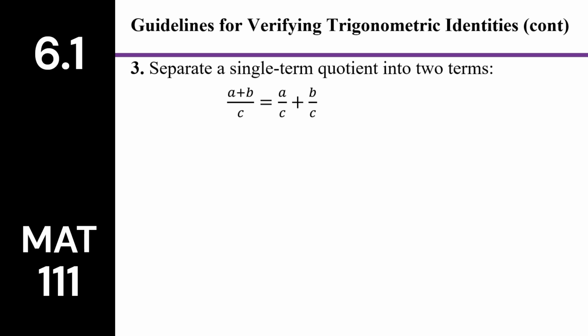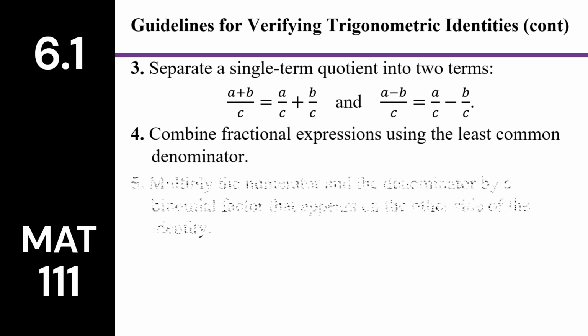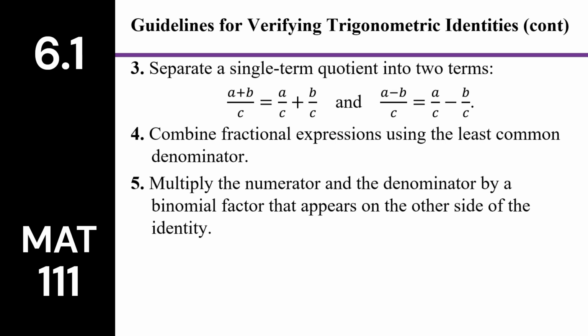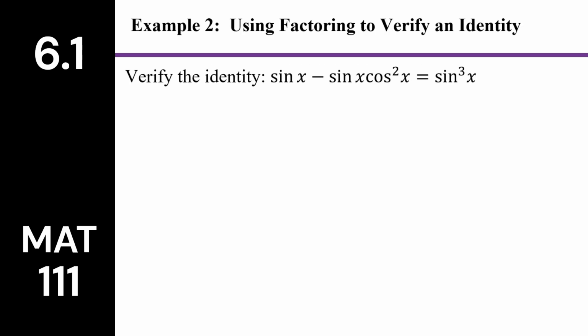c is a over c plus b over c. This also works with subtraction. Sometimes we have to combine our fractions, and sometimes we have to multiply the numerator and denominator of a fraction by a binomial that appears on the other side. Don't worry if you hit some dead-end streets. Sometimes you have to start over with a different strategy. For example 2, we will use factoring to verify an identity.